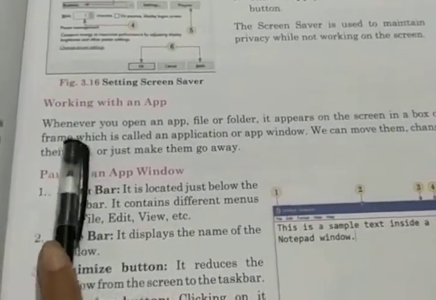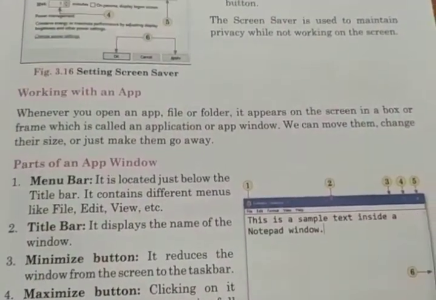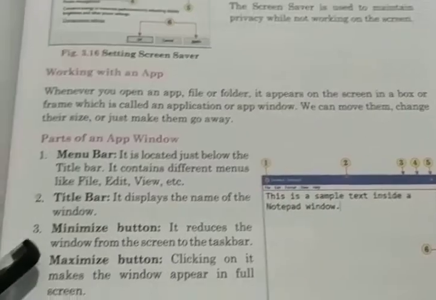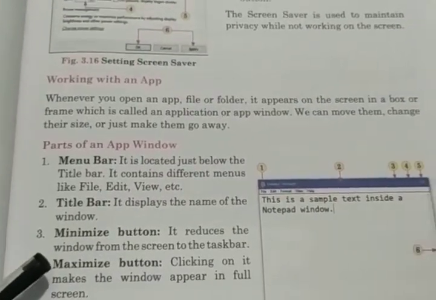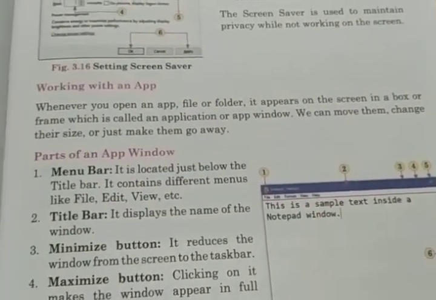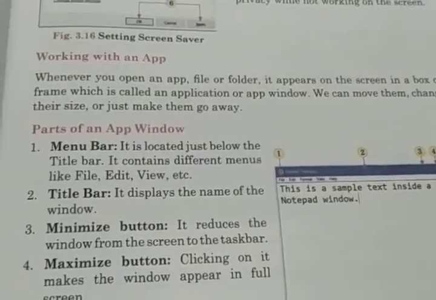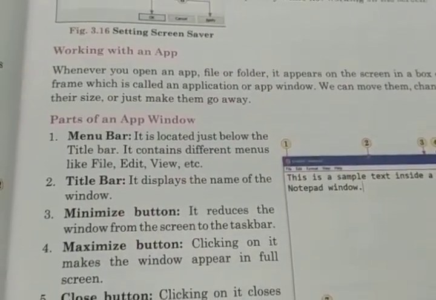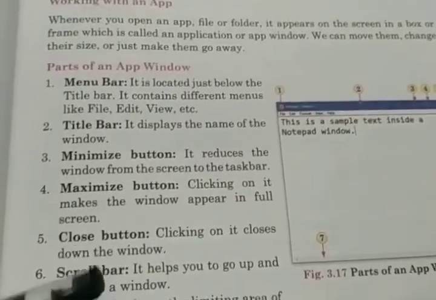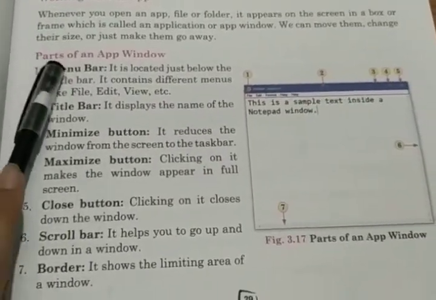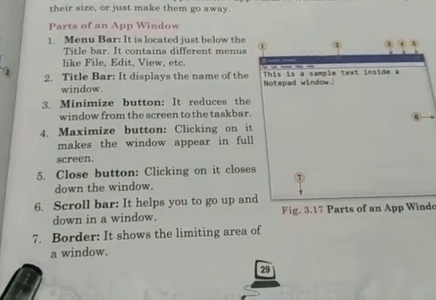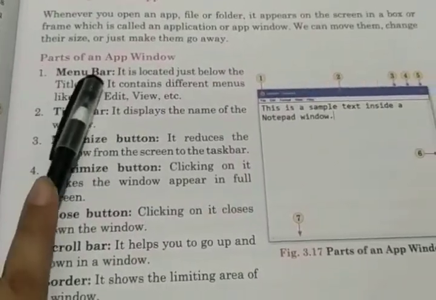Working with an app. Whenever you open an app, file or folder, it appears on the screen in a box or frame which is called an application or app window. We can move them, change their size, or just make them go away. Now, parts of an app window. These are the parts of an app window.